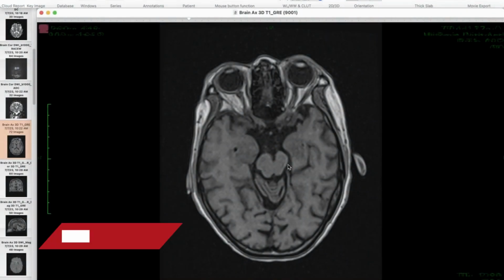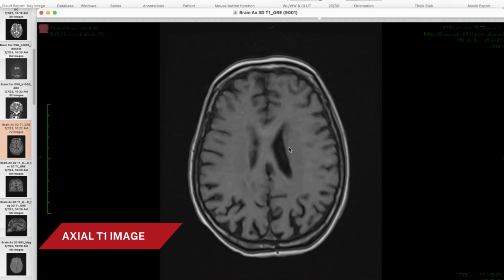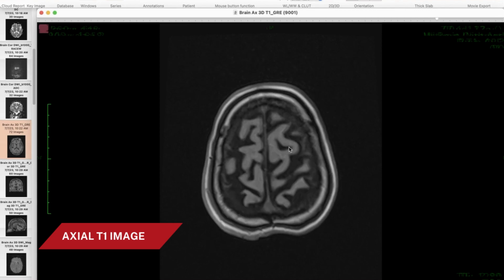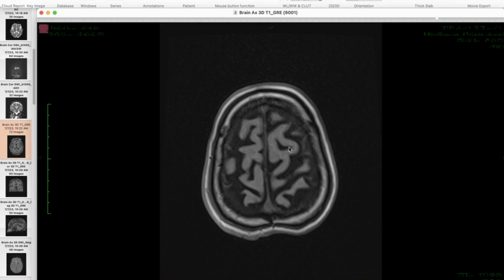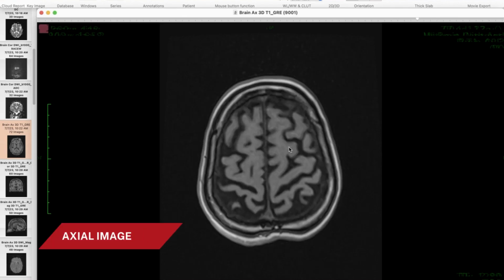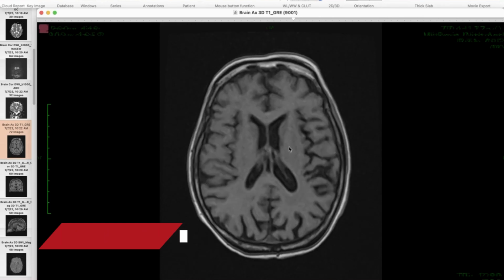This is an axial T1 image. So to start, there are many ways that MRI images can be collected. Some of the language that we use to talk about MRIs includes the plane of the image. When we're looking basically from the bottom of the patient to the top, it's called an axial image. That would be what we're looking at right now.